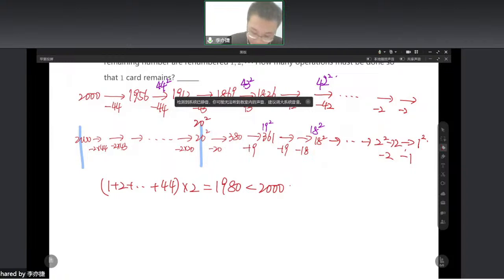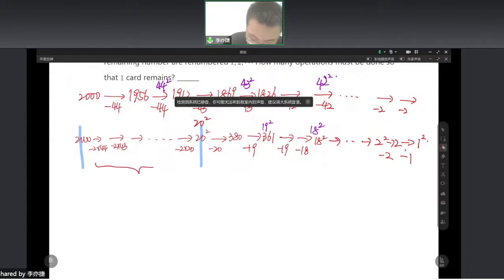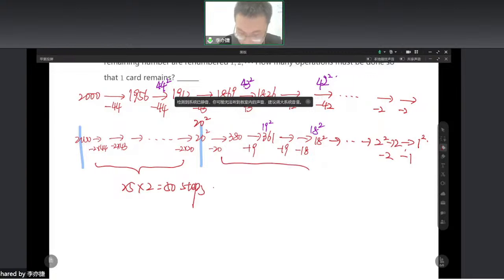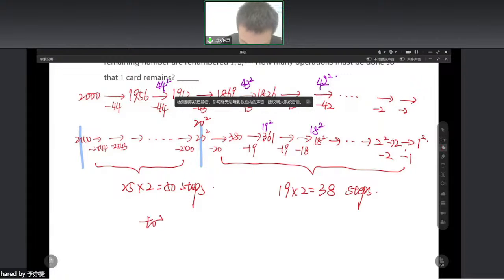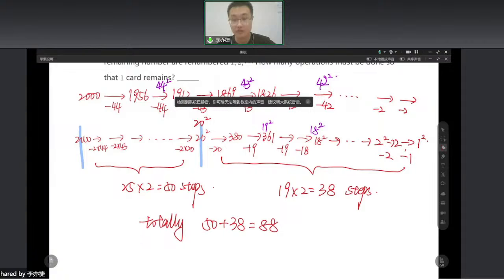So totally, how many steps are there? The first period, we have 25 times 2. We have 50 steps. And then in the second period, it's 20 to 1. We have 19 times 2. We have 38 steps. So totally, we have 50 plus 38. Sorry for that, it's not 87. It's 88. So we have 88 steps to reach the final goal.